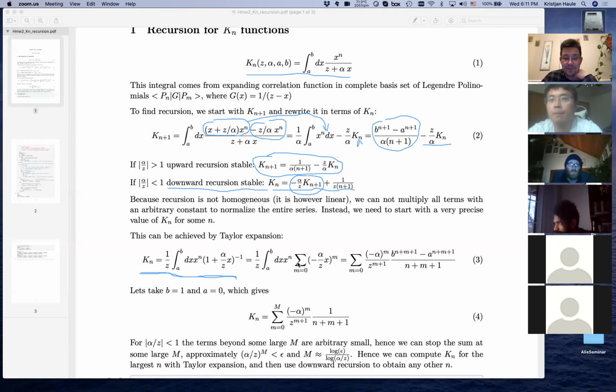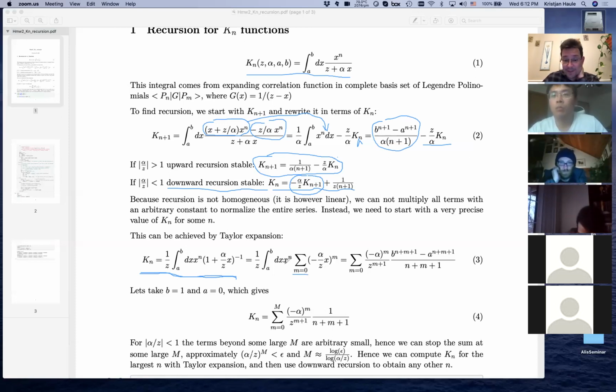Okay, so what do you do? Well, this is the Taylor expansion of this thing, minus alpha over z x to the m. This is the so-called geometric series. And now, if you go from m is 0 to infinity, this is the exact value of Kn. You can calculate it for any n, exact value. Now, of course, we are not going to go to infinity. We're going to go to some large number m, and we're going to evaluate how big m needs to be.